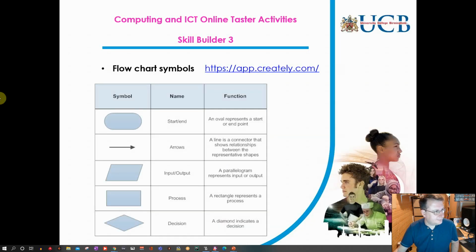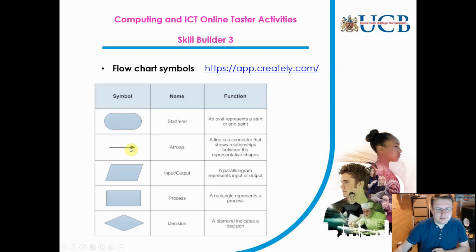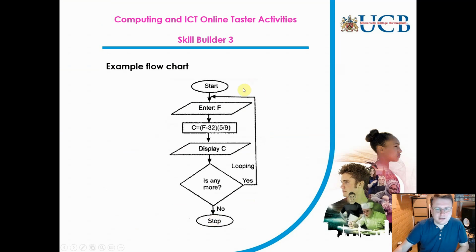Just to illustrate then, we would have an arrow, which is the flow of control, which connects the different shapes. The input and output is a parallelogram, the process or the calculation is a rectangle, and the decisions, like the if statements, are the diamond shapes. And there's an example. This is a better example than the one I drew.